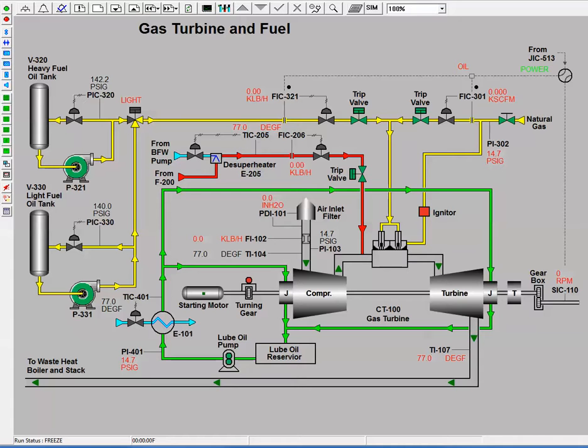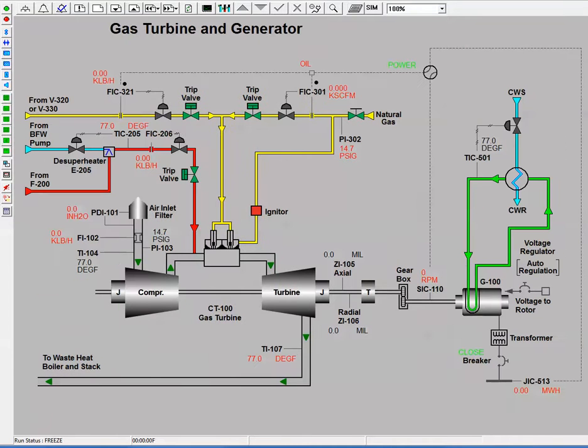The next page shows the control scheme in more detail for this gas turbine. Trainees will start the gas turbine on speed control, which is cascaded to the flow of natural gas. Once the unit has reached a design speed of 3600 revolutions per minute, the trainee will sync the turbine to the grid and now control the system via power control.